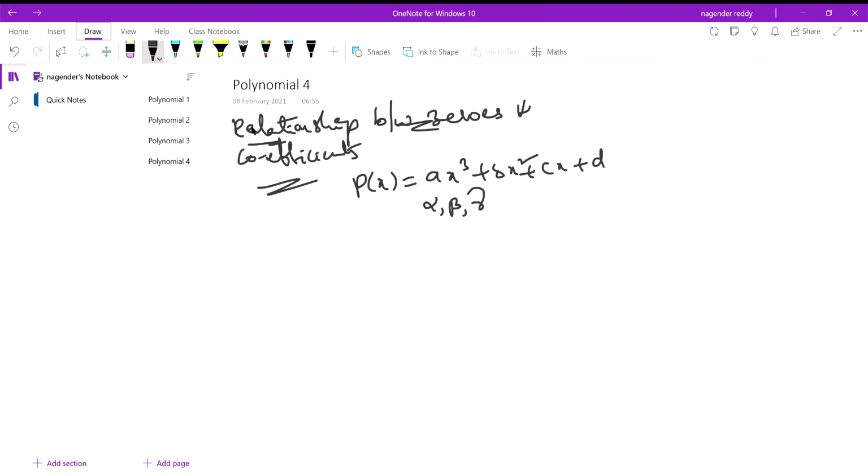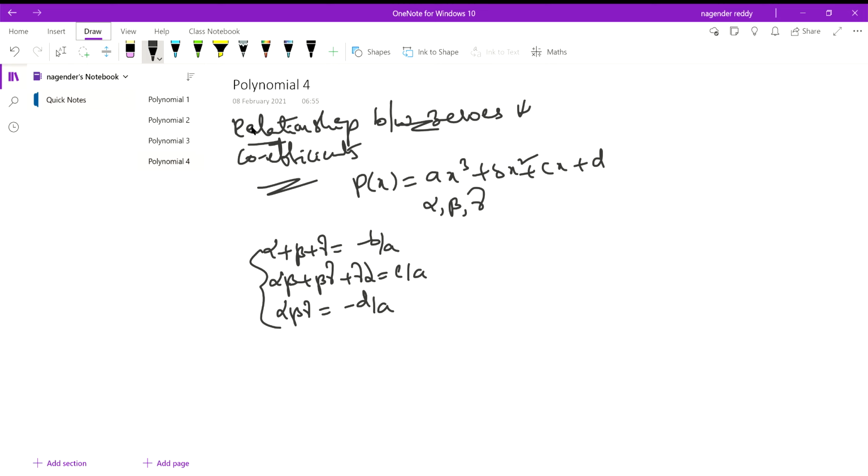So now the relation is, directly: alpha plus beta plus gamma is equal to minus b by a, alpha beta plus beta gamma plus gamma alpha is equal to c by a, and alpha beta gamma is equal to minus d by a. Here I'm not proving all those things. We already know this concept from the previous concepts of this chapter in the previous class, so I'm going directly.